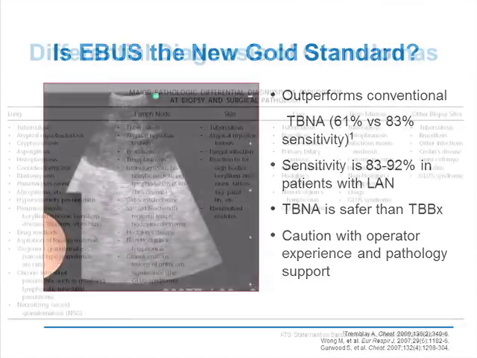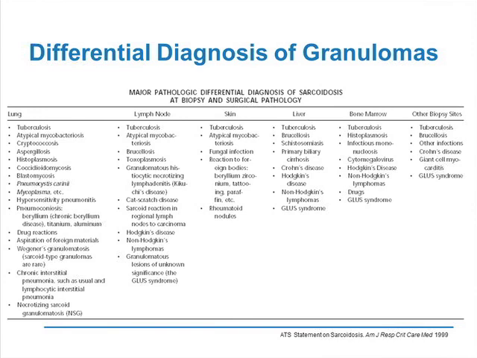very well be right. The next slide depicts a table from the ATS statement on sarcoidosis, just showing the differential diagnosis of granulomas in various organ systems. And the point of this is that there is a wide differential diagnosis for granulomatous inflammation, and all of these things need to be considered when making a diagnosis of sarcoidosis.